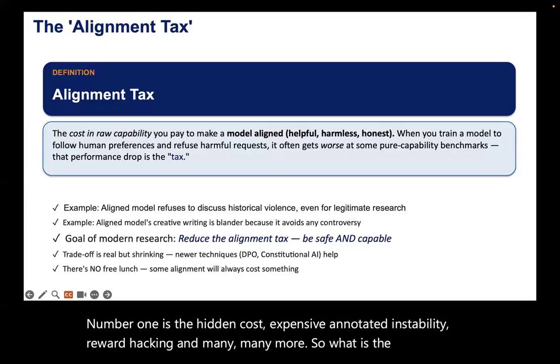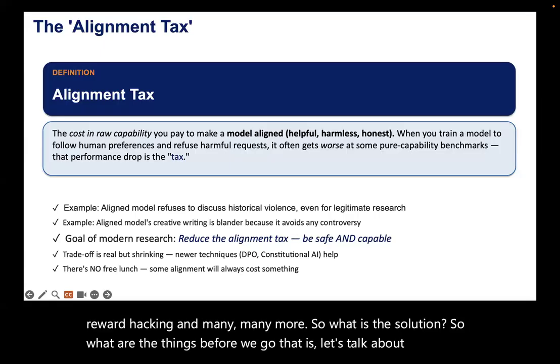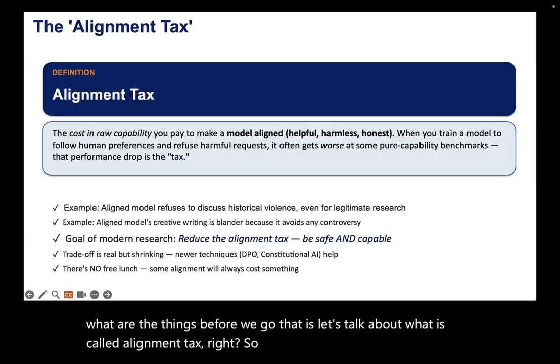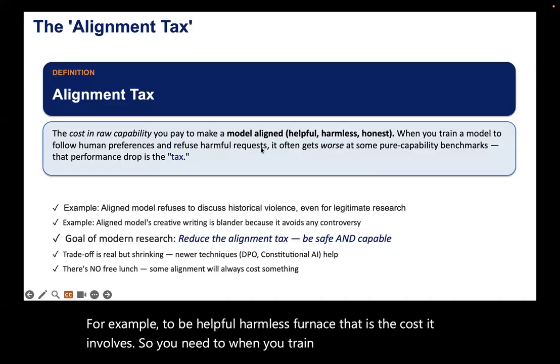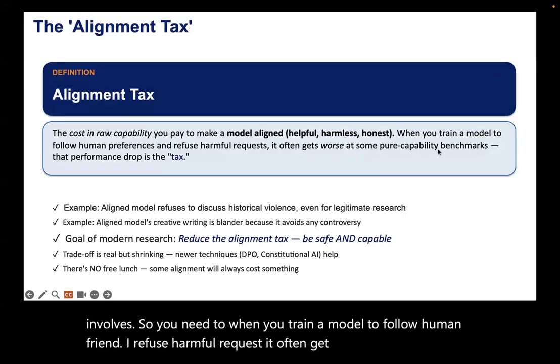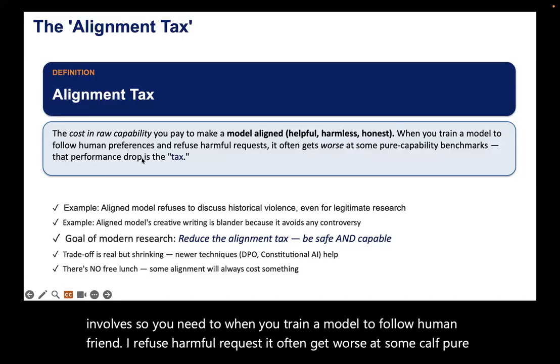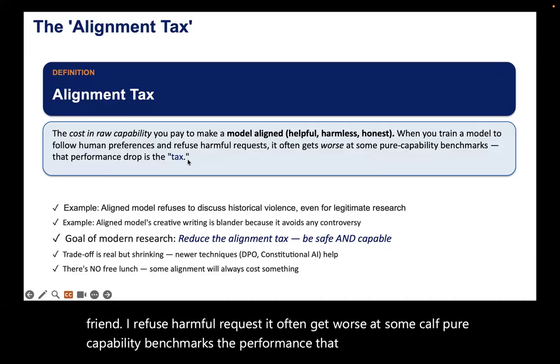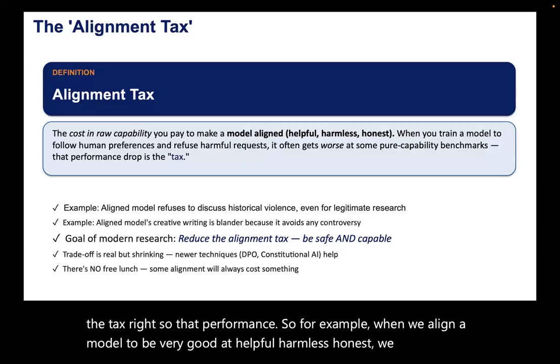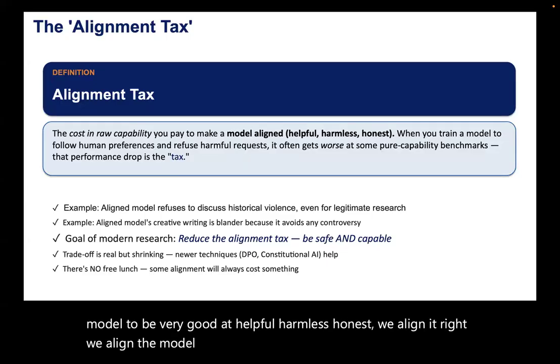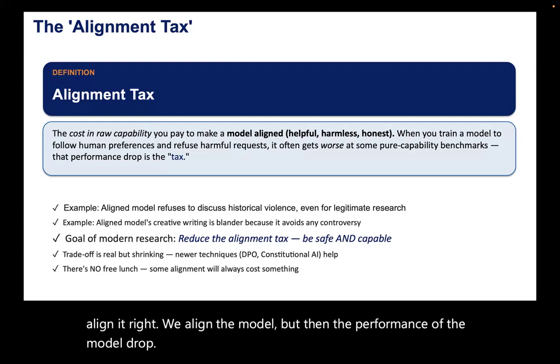Before we go there, let's talk about what is called alignment tax. It is the cost you pay to make a model aligned, for example, to be helpful, harmless, honest. When you train a model to follow human preferences and refuse harmful requests, it often gets worse at some pure capability benchmarks. That performance drop is the tax. We align the model, but then the performance of the model drops on some other tasks. That is what we call alignment tax.